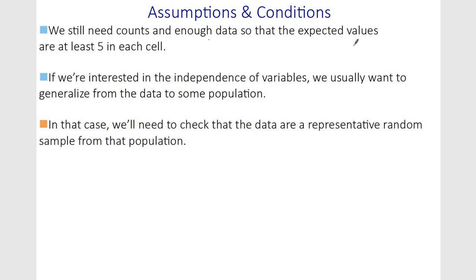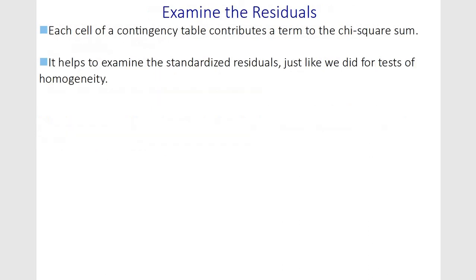As always, you have assumptions and conditions. We still need counts and enough data so that the expected values are at least 5 in each cell. If we're interested in the independence of variables, we usually want to generalize from the data to some population, and of course it should be a representative random sample from that population. And of course you want to look at the residuals again. Each cell contributes a term to the chi-squared sum, so look at the standardized residuals just like we did in the other test.